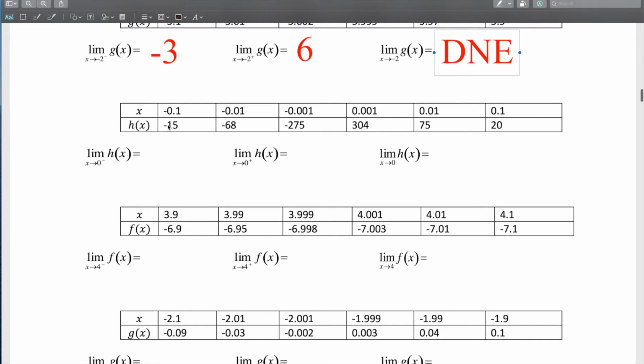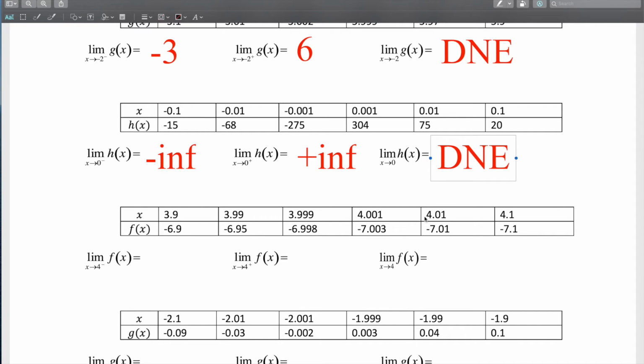This one's a little bit tricky to see numerically, but if we look at the numbers, they're getting bigger and bigger, or more negative in this case, as we get closer and closer to 0. So I would say that this is going towards negative infinity, and I don't have an infinity symbol in the program I'm in right now, so we have to deal with that. Same thing from this side. If we're getting closer to 0, the numbers are getting larger and larger, so that I would say is going towards positive infinity. These are not the same number, so the actual limit does not exist.